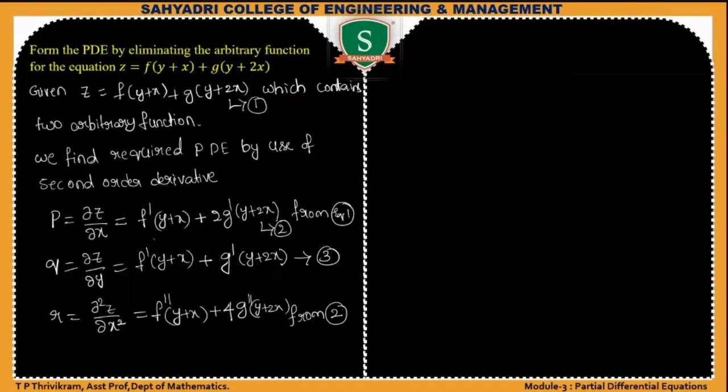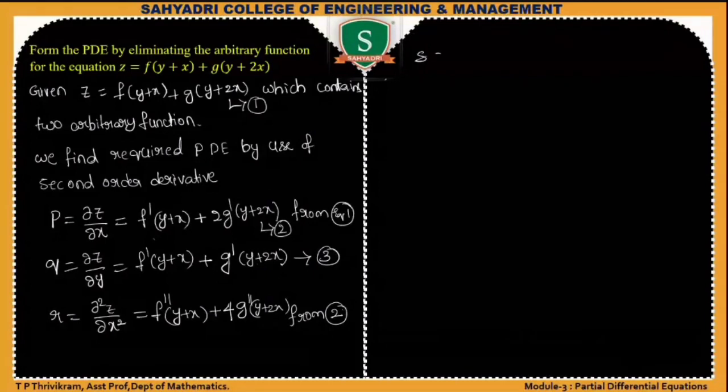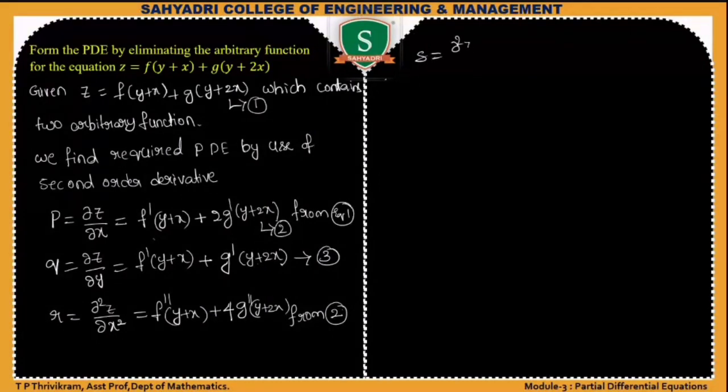Similarly, dou square z by dou x dou y. Okay, so here dou square z by dou x dou y, how will you find?